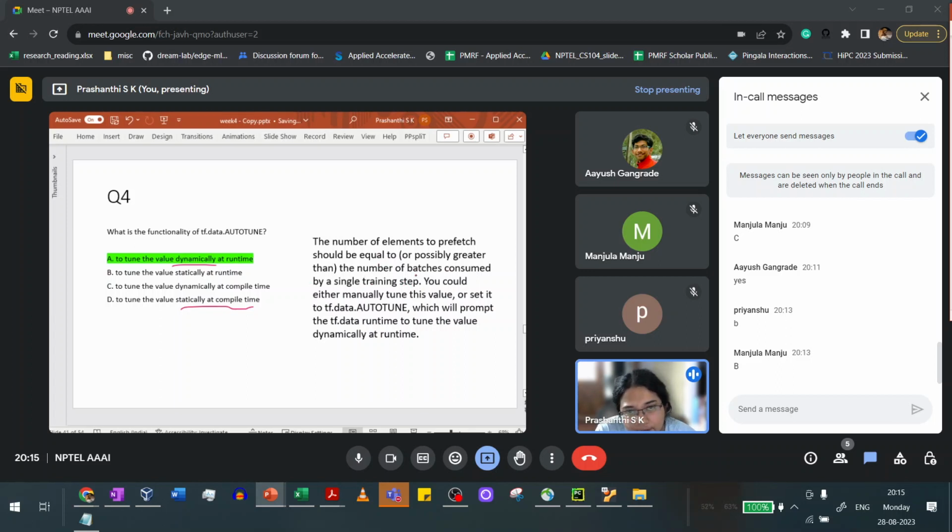So if you think of this logically, you will realize that this condition means that your hardware will never be idle. So one option is, again, like I told you previously, that you'll see this pattern in a lot of places. A user could manually tune this value or just set the value to AUTOTUNE, which will then prompt the runtime to tune the value dynamically at runtime. So it gives you the most flexibility through this option. That's the functionality of AUTOTUNE. Hope that's clear.